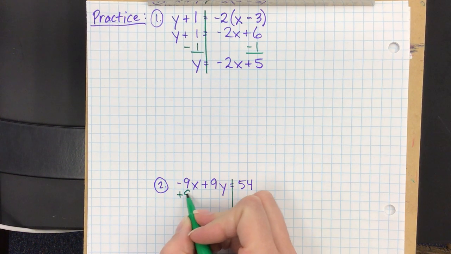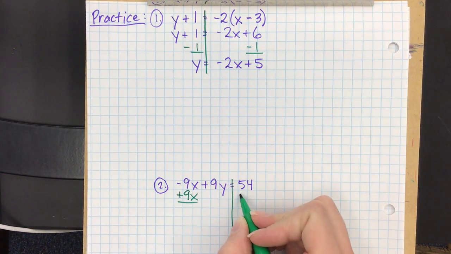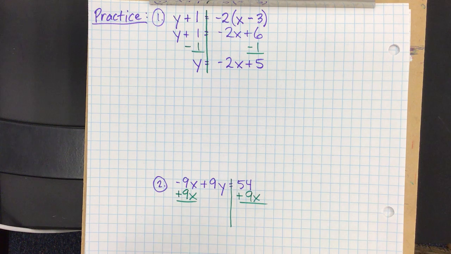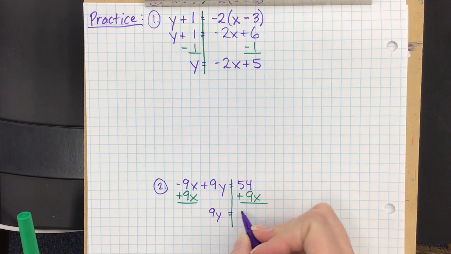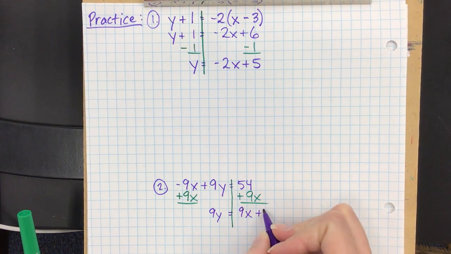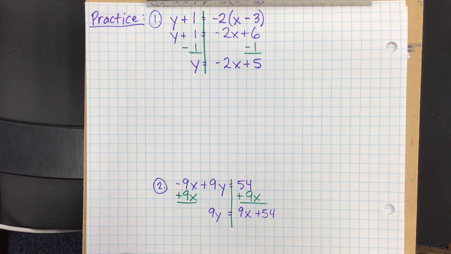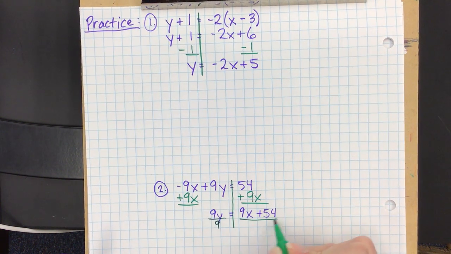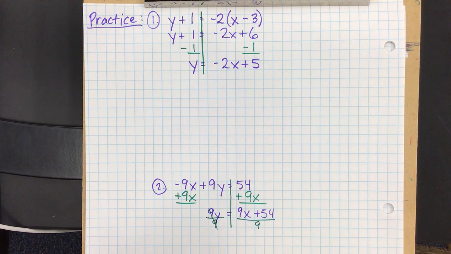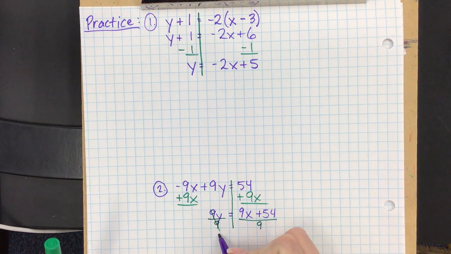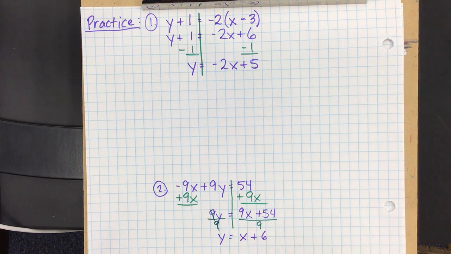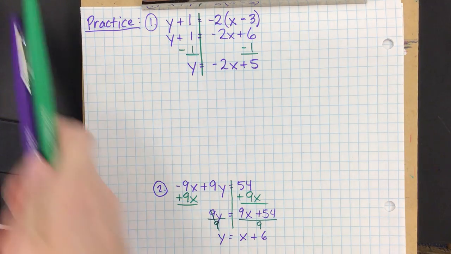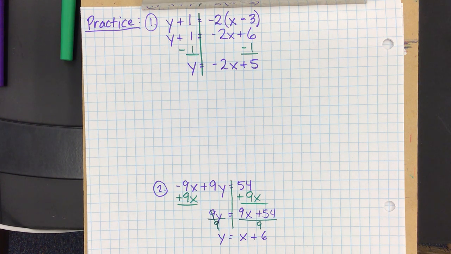I'm going to move this whole term over so that I am left with 9y is equal to 9x plus 54. Then I'm going to divide both sides by 9. And I'm going to be left with y is equal to x plus 6. All right, let me know if you guys have questions tomorrow.